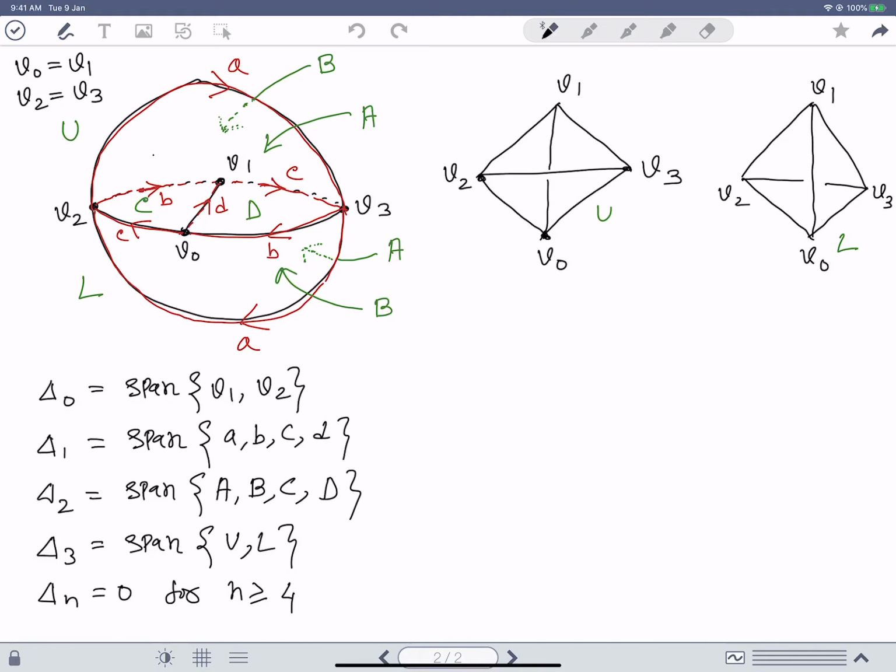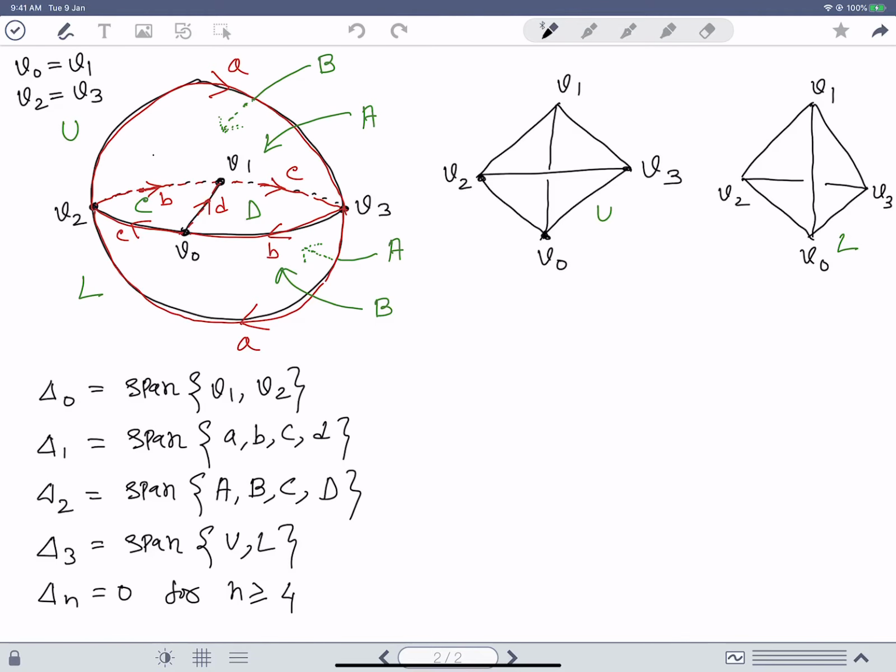Note that since all the maps from simplices to X are uniquely identified by the image of the simplices, we can write delta n as a span of the image of the simplices. So without loss we can write this one. This is just a notation. That means instead of the map sigma I alpha, we will just use a, b, c, d or U, L.